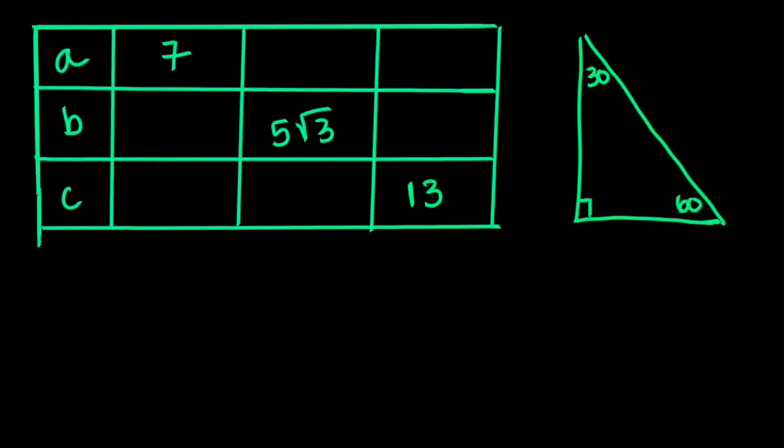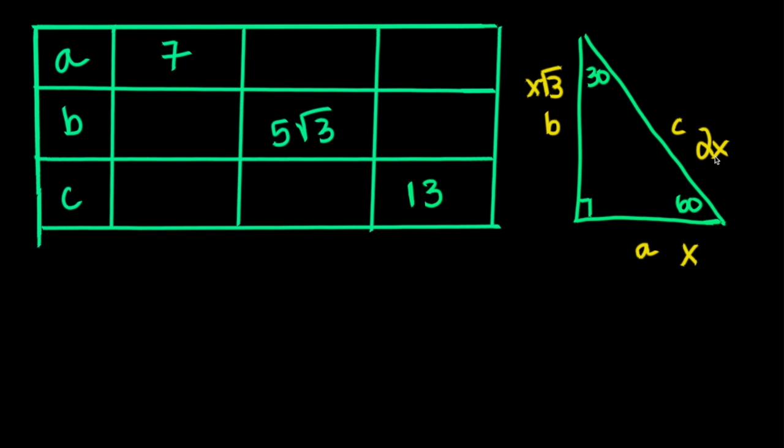Alright, so now we're going to go ahead and fill out this table again, but this time the table is going to be for a 30-60-90 triangle. So I'm going to label this side as A, B, and C. And now I'm just going to go ahead and remind you of the formulas for this triangle and the relationships between the sides. So A, which is our shortest side, is going to be x. This one is x times the square root of 3, and this one is 2x. So let's go ahead and fill out our table now.